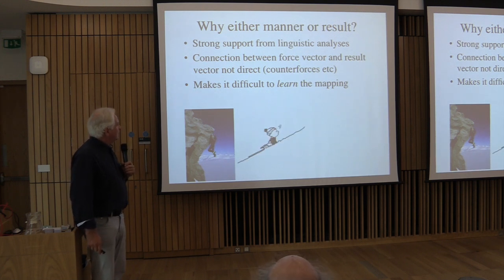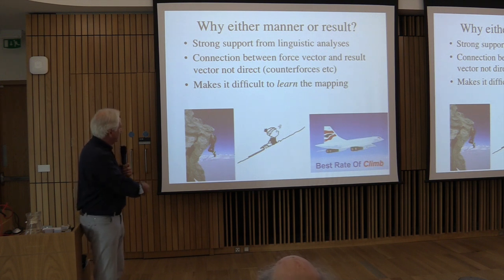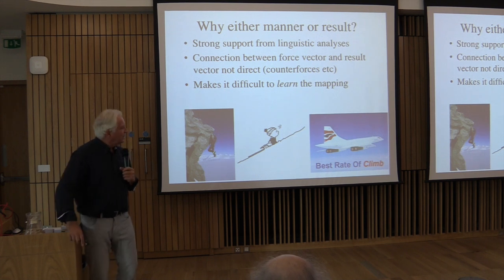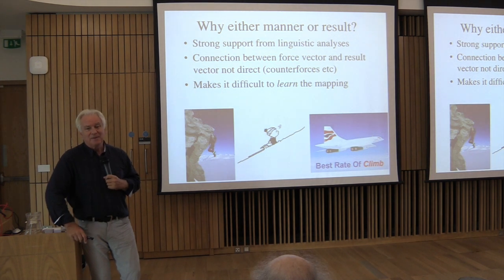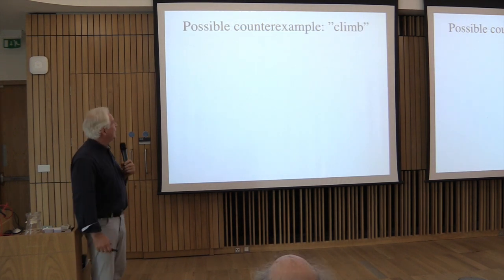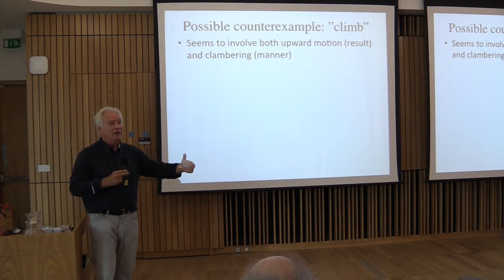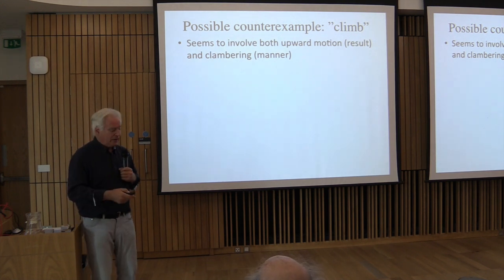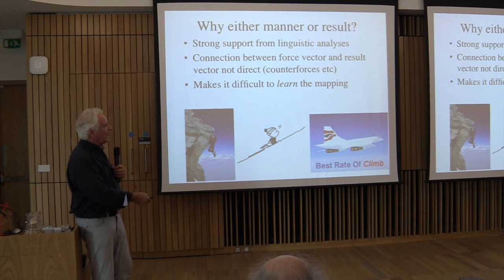Here are three different meanings of climb. Climb with your arms on the rocks. Here you're climbing the hill, and this is the air. The aeroplane is climbing. Why can we say that the aeroplane is climbing? Well, what is climbing? Is it a manner or a result verb? It seems to involve both upward motion, which is a result thing, and clambering, which is manner. Here we definitely have clambering. Here it's not very much clambering, except that the feet are clambering against the wall. Here there is no clambering at all, but only upward motion.